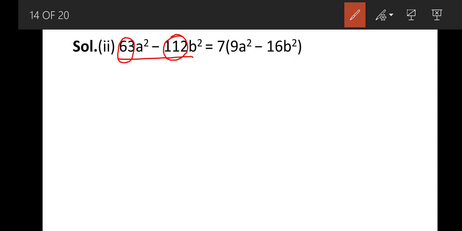So from 63 and 112, I have taken 7 common out of them, and now what will be left inside the bracket? 7 into 9, 63. So it will be 9a square minus 16b square. So now these are perfect squares. So we have the difference of two perfect squares, and we know which identity we are supposed to use? Identity number 3 we will be using again.